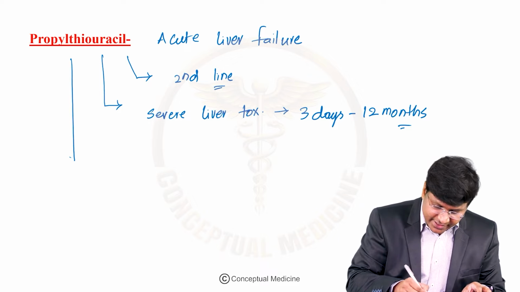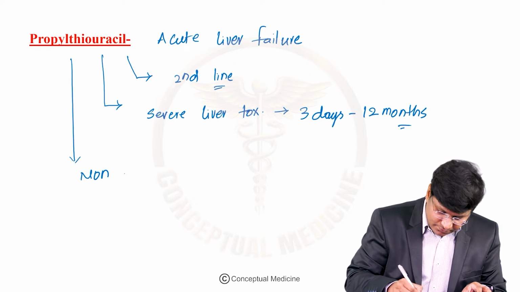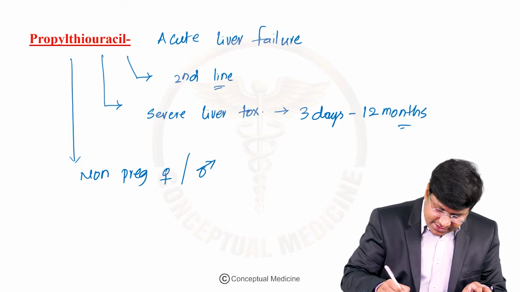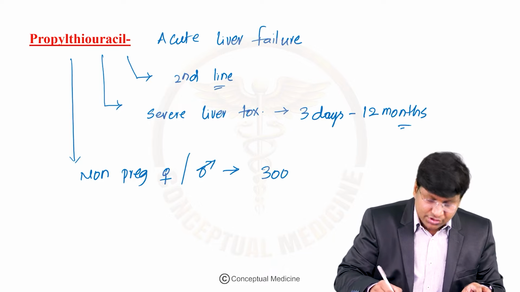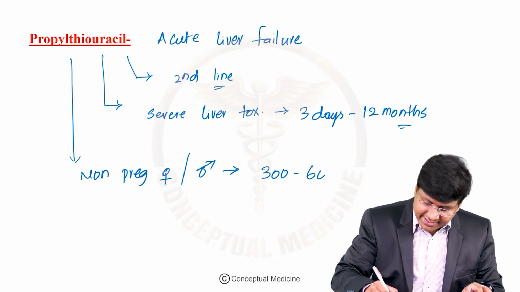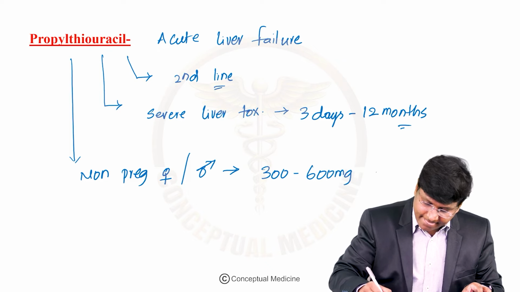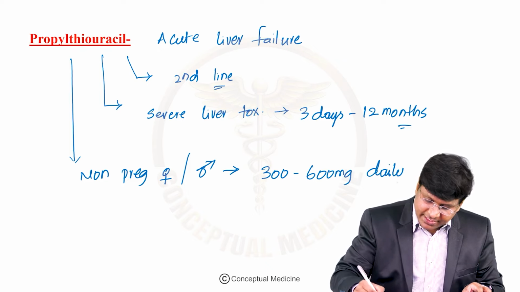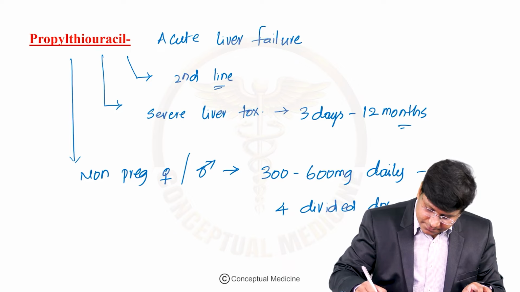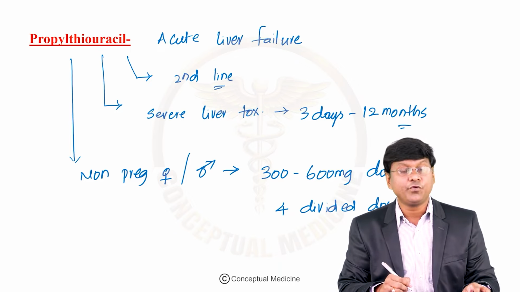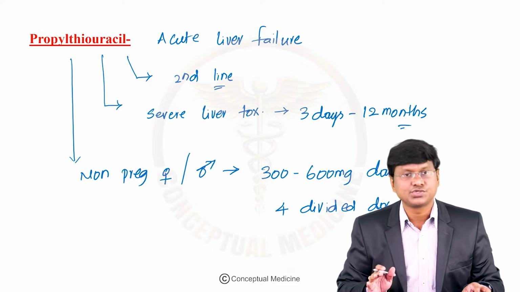And for non-pregnant women as well as in males, the dosage of propylthiouracil is 300 to 600 milligrams daily, and this has to be given in 4 divided doses. So that is the story of propylthiouracil, which is a thionamide.